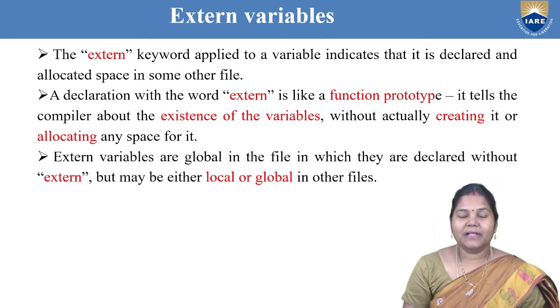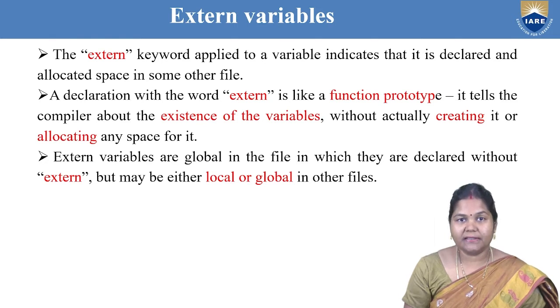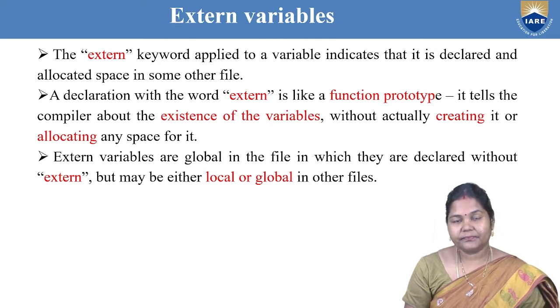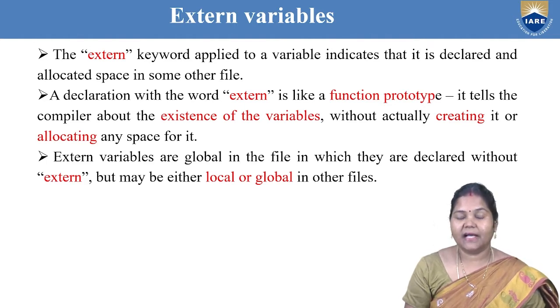Next, let us talk about the extern variable. If the extern keyword is applied to a variable, it indicates that it is declared and allocated space in some other file. So, extern variables are normally global in nature. A declaration with the word extern is just like a function prototype. That means it tells the compiler about the existence of the variable, but without actually creating it or allocating any space for it. These external variables are global in the file in which they are declared. Without extern, it may be either local or global in other files. So, you have to be very careful about extern variables and their declaration as local or global.